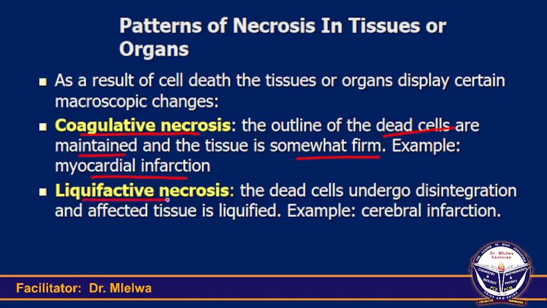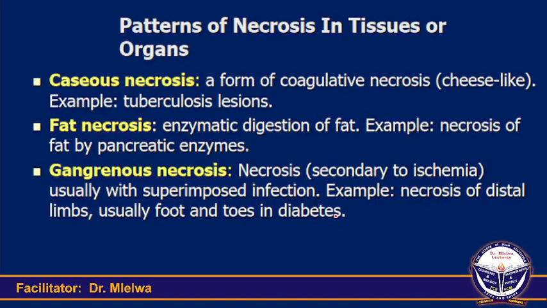But we also have liquefactive necrosis. Liquefactive necrosis is sometimes known as enzymatic because the enzymes digest the dead cells, and after digesting the dead cells, it looks like a liquid. The dead cells undergo disintegration and the affected tissue is liquefied, it becomes a liquid. Example, cerebral infarction. Myocardial infarction is the best example for coagulative necrosis, but cerebral infarction occurs in the brain.